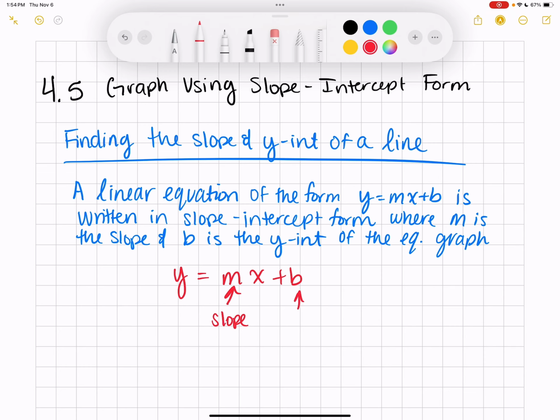And then a y-intercept is b. Why they chose b to be the y-intercept, couldn't tell you. I mean, I know why they can't use y, but I don't know why b was the letter that they settled on.